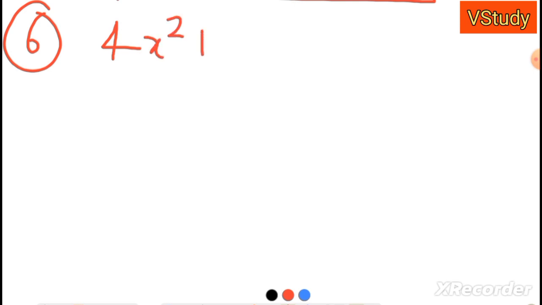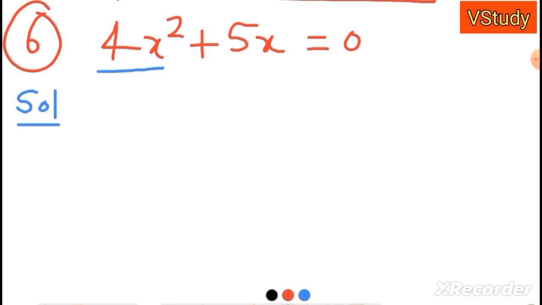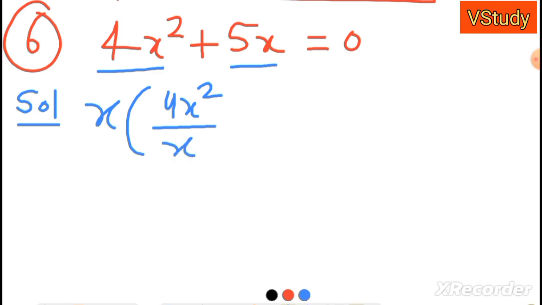The question number 6 is 4x square plus 5x is equal to 0. Let's solve this question. We have two terms in this quadratic equation. First is 4x square and second one is 5x. From both the terms we can take x as common. Taking x as common means we divide 4x square, the first term, by x, and again the second term, 5x, we divide by x.